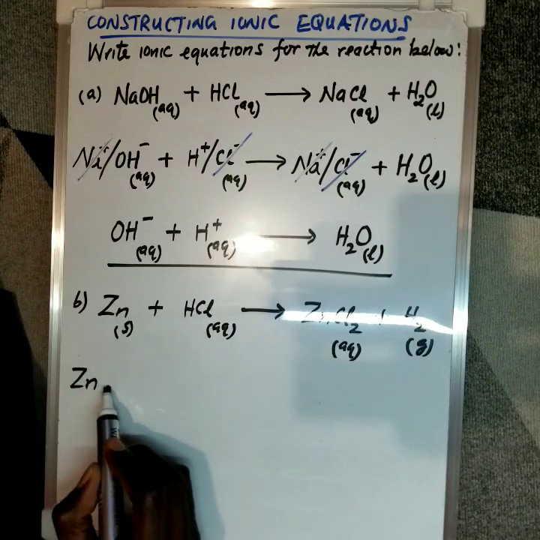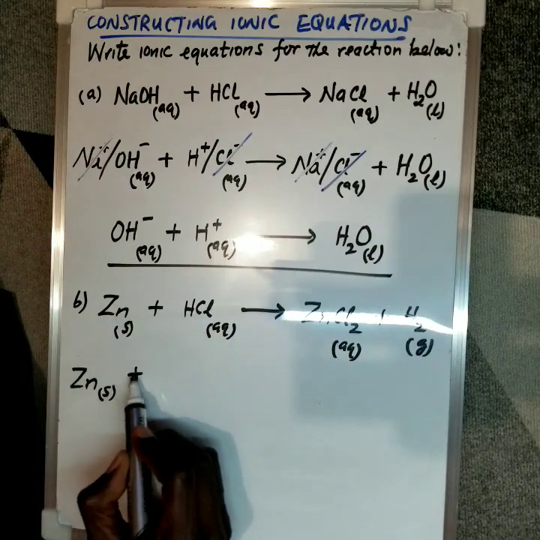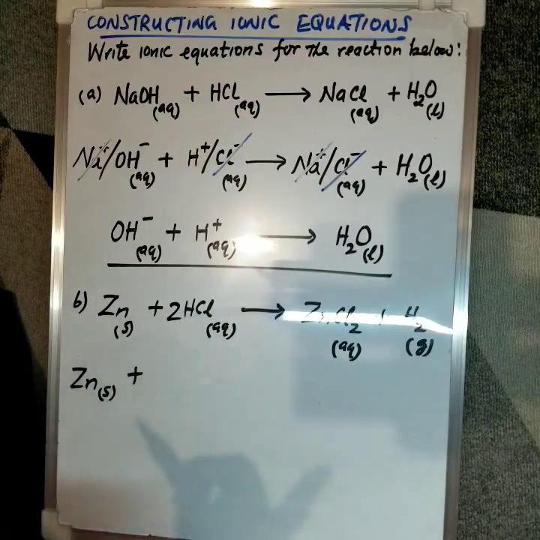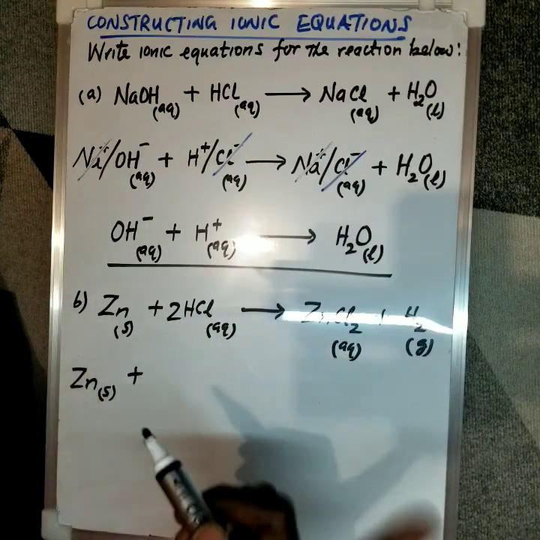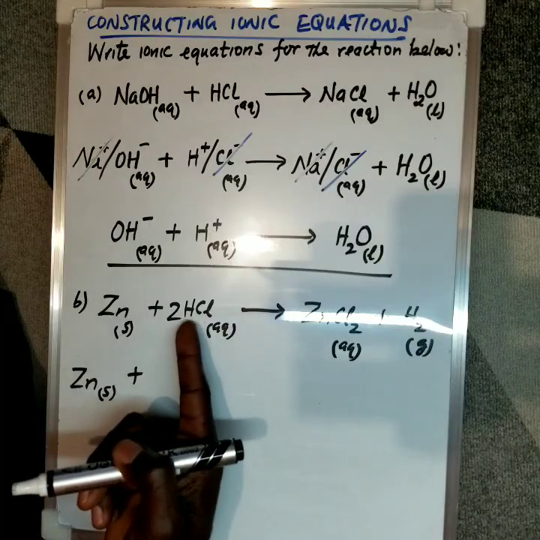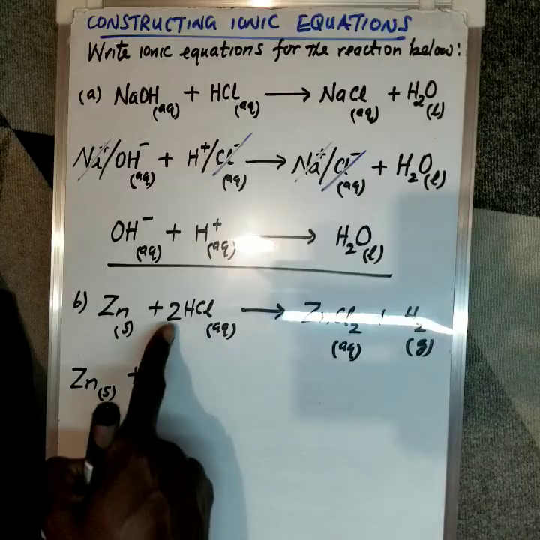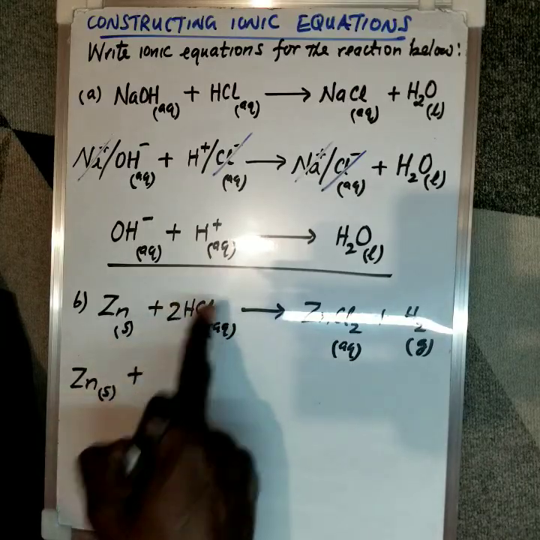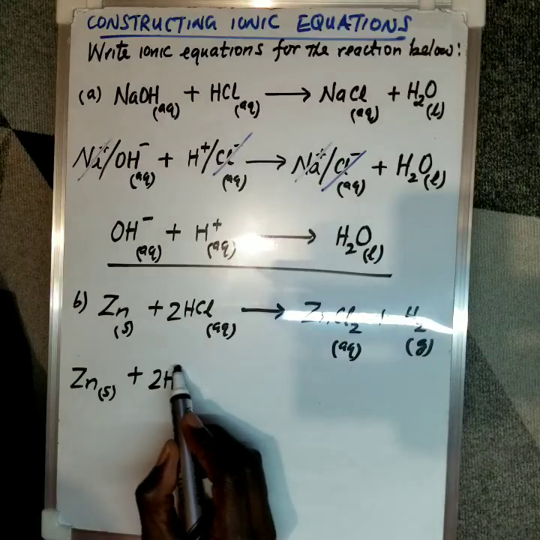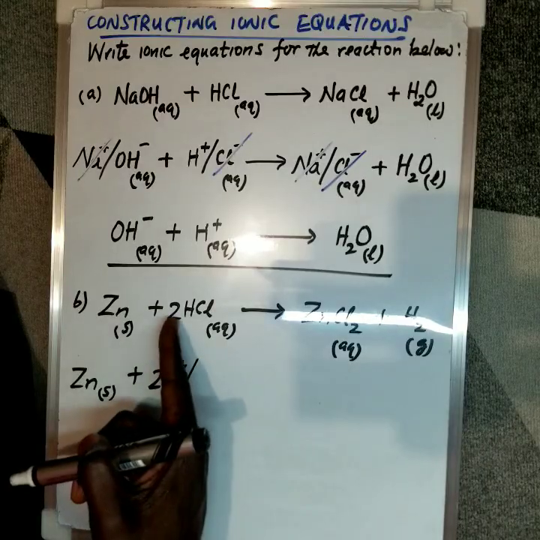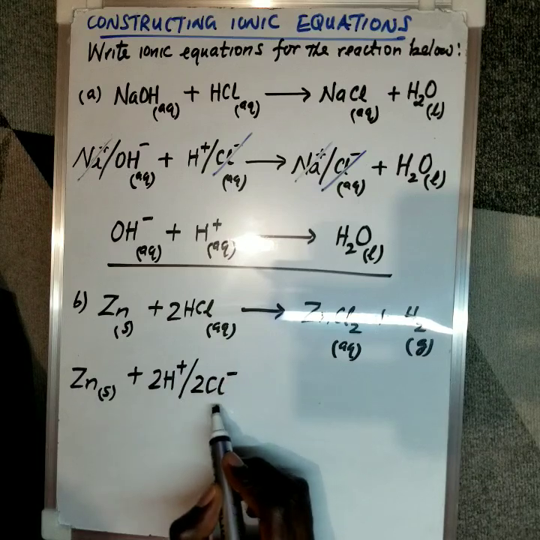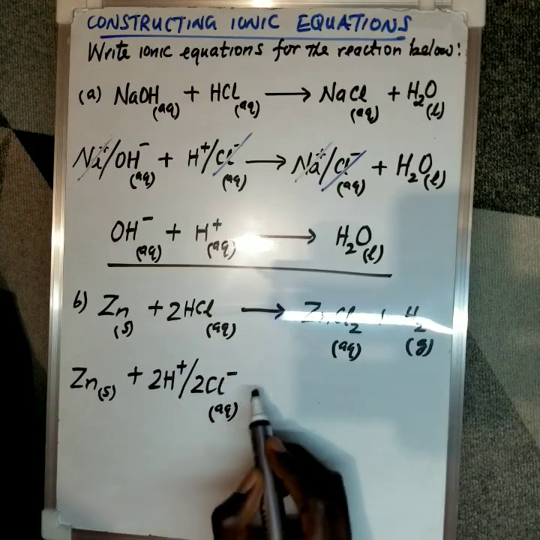Remember what I said, anything in solid, leave it the way it is. Plus, we need to balance up this equation, so we just need to put a 2. That's the first thing. If the equation is not balanced, ensure that it is actually balanced. Now remember, we are going to split up this hydrochloric acid, but there's a 2. This 2 multiplies with the elements inside, so it will be 2 H plus. This 2 multiplies with the chlorine, so it will be 2 Cl minus, and that is still in aqueous.